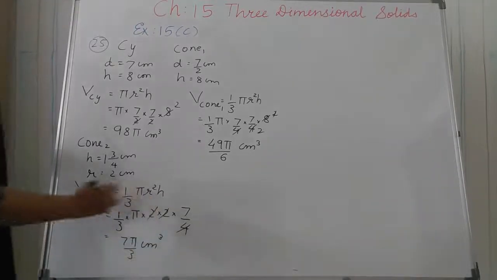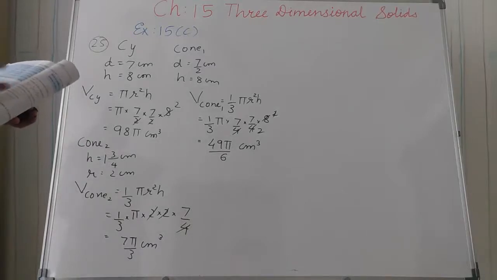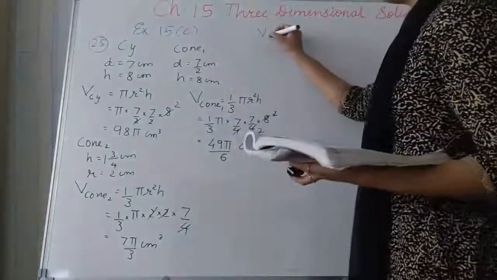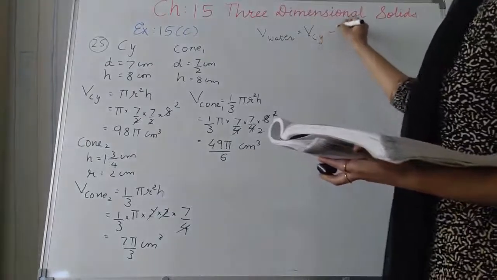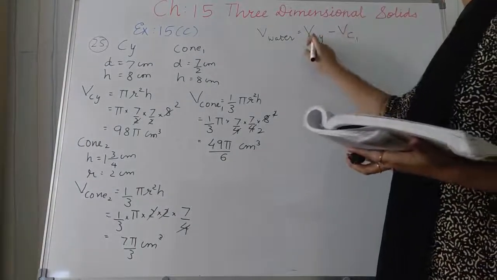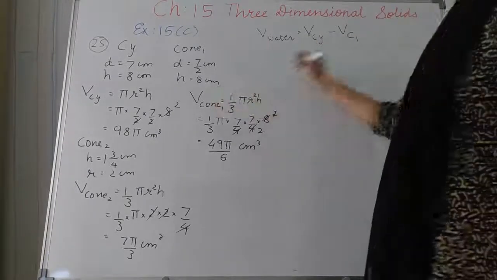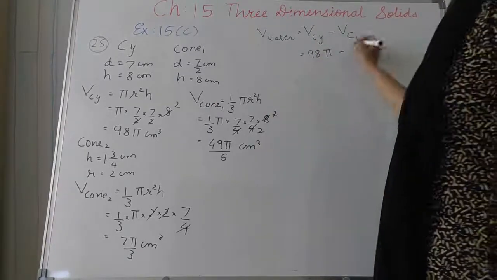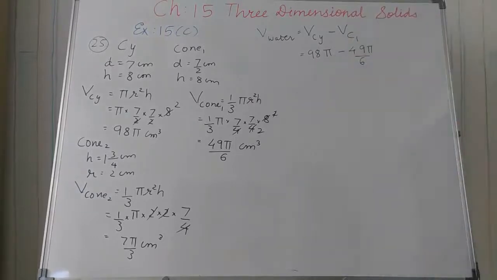centimeter cube. Now see, read the question: find the volume of water required to fill the vessel. So for that we find volume of water, which is volume of cylinder minus volume of cone 1. C1 means cone 1. So now volume of cylinder is 98 pi minus volume of cone 1, which is 49 pi by 6. So this way we calculate.